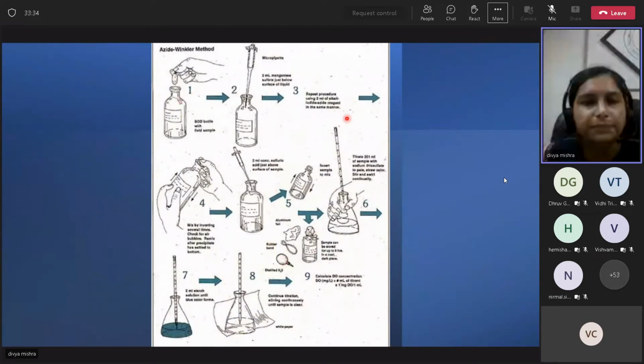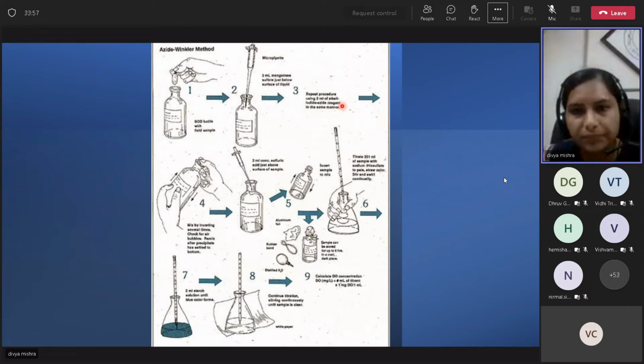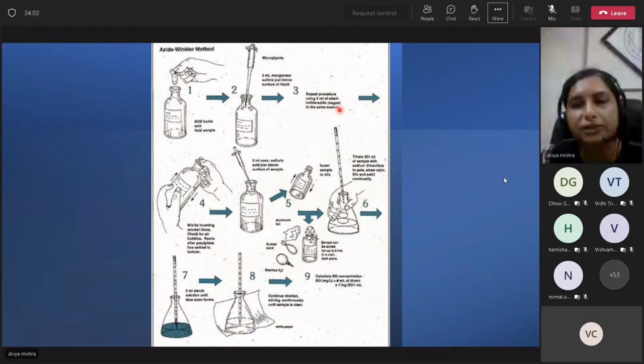These are the steps. This is our reagent bottle for the determination of DO value. Then the sample is taken up, then manganese sulfate is added here. Then we will shake this bottle, and we will keep it for some time. Then we will add alkaline solution of potassium iodide in the same bottle.